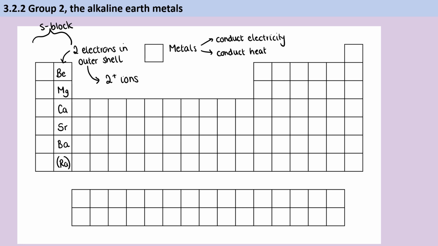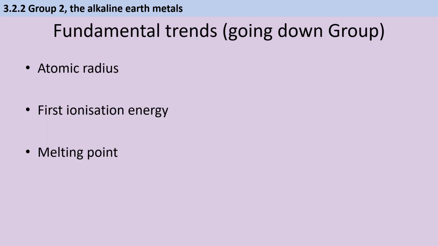The alkaline earth metals are found in group 2 of the periodic table, which is part of the S block. They have 2 electrons in their outer shells and therefore they make 2+ ions, which is important for you to remember when you're creating symbol equations involving them. Because they're metals, they conduct electricity and they conduct heat. As you go down group 2 from beryllium to barium, the atomic radius gets larger.